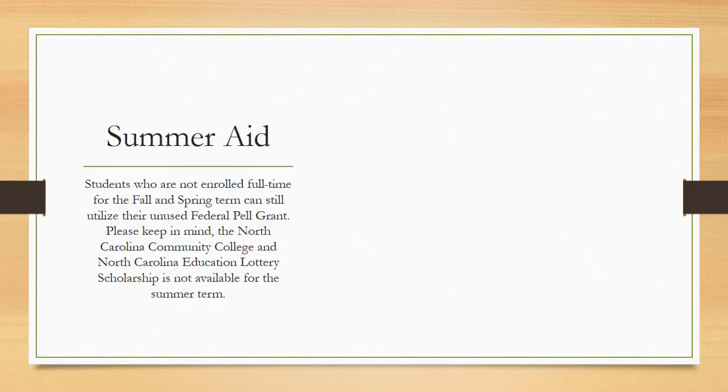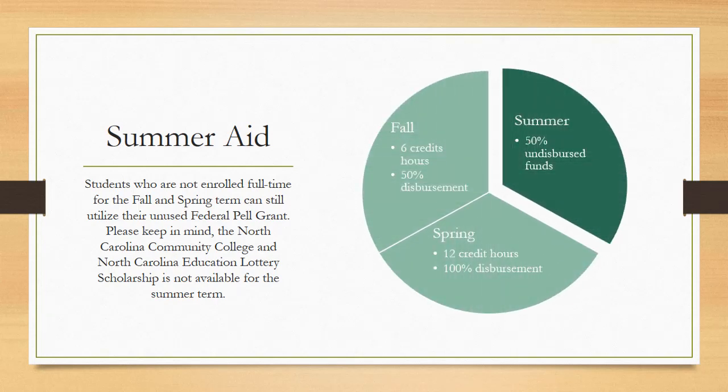Your enrollment status also affects your summer financial aid eligibility. While state grants are not available for summer semesters, if you are not full-time in fall or spring, it is possible to utilize undispersed funds during the summer semester. In the example provided, since the student was enrolled in 6 credits, which is half-time enrollment, the remaining 50% of undispersed funds are able to roll over to be utilized in the summer semester.